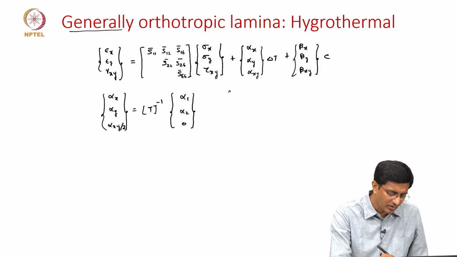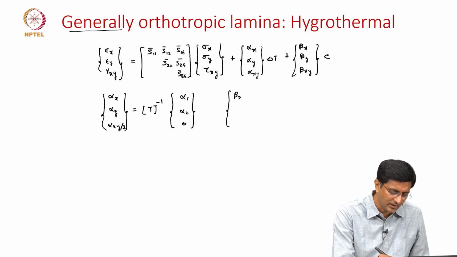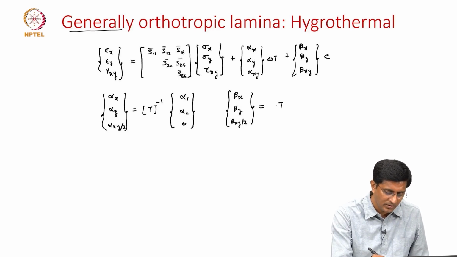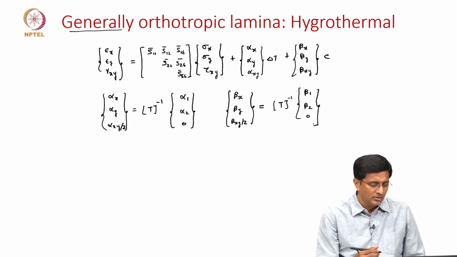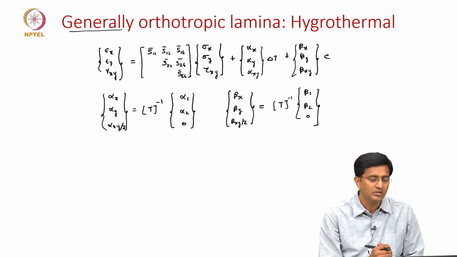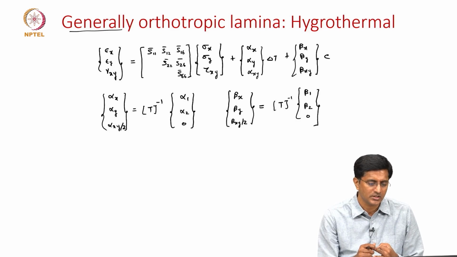And the same thing applies for the CHE, or the coefficient of hygroscopic expansion, where we write it as beta x, beta y and beta xy by 2, which is given in terms of the inverse transformation matrix times these beta values, beta 1, beta 2, 0. So this stress strain relation should help us to find the stresses and strains where a combination of mechanical loads, thermal loads, as well as the hygroscopic loads are involved.